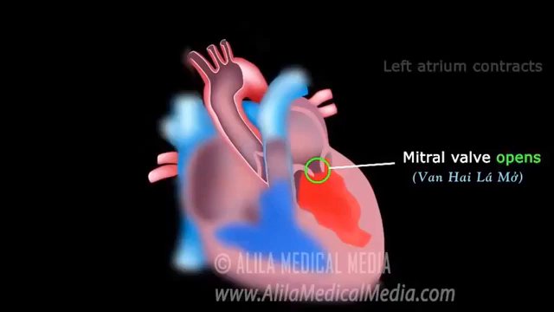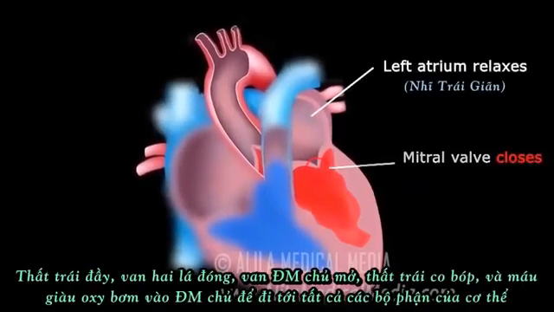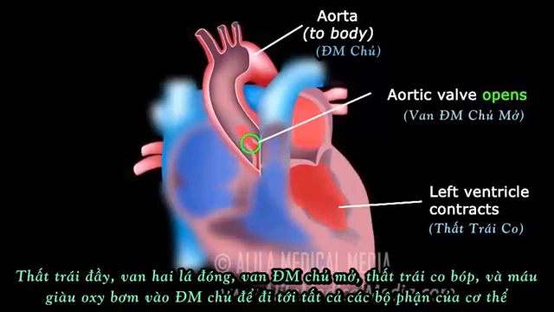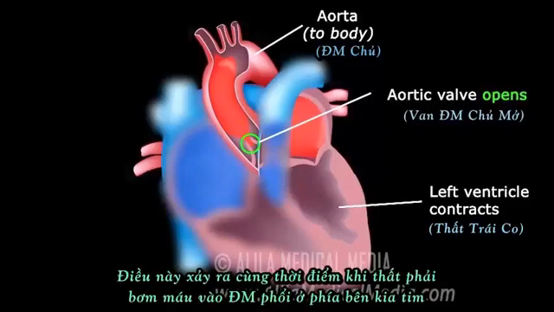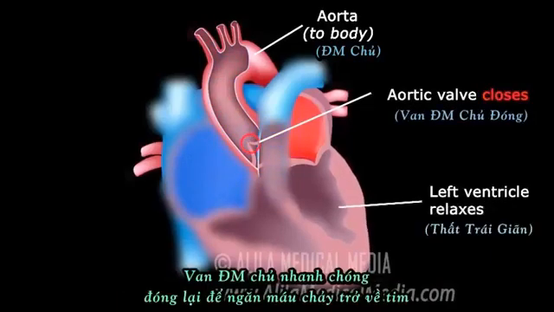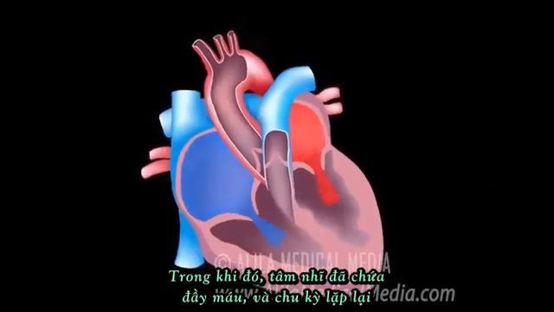As the left ventricle is full, the mitral valve closes, the aortic valve opens, the left ventricle contracts, and oxygen-rich blood is pumped into the aorta to reach all parts of your body. This happens at the same time as the right ventricle pumps blood into the pulmonary artery on the other side of the heart. The aortic valve quickly closes to prevent blood from flowing back to the heart. Meanwhile, the atria have filled with blood, and the cycle repeats itself.